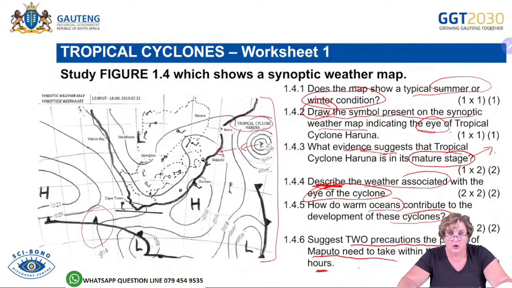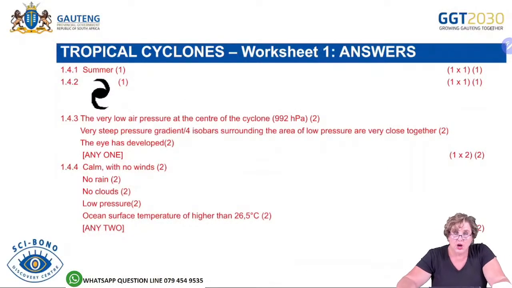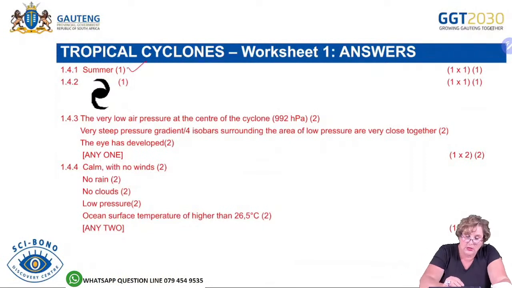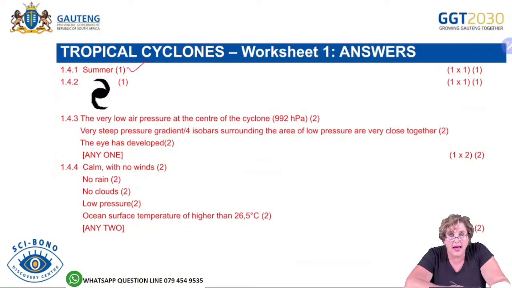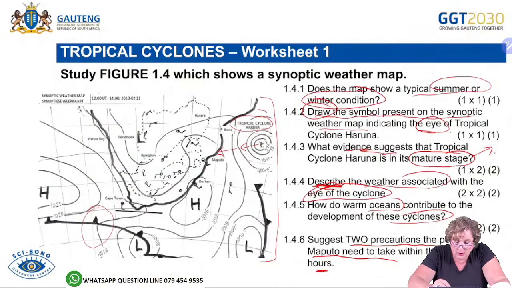Let's see what your answers are. Also give yourself a mark. It shows summer conditions. Why? I have a tropical cyclone. Tropical cyclone telling me it is summer conditions.